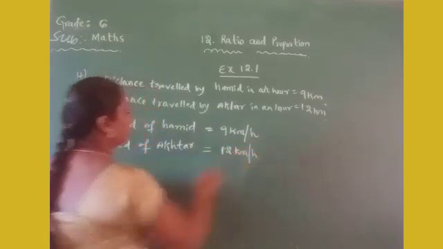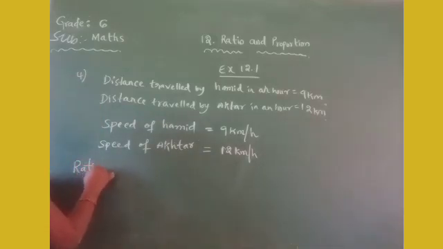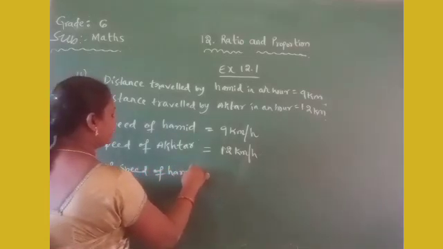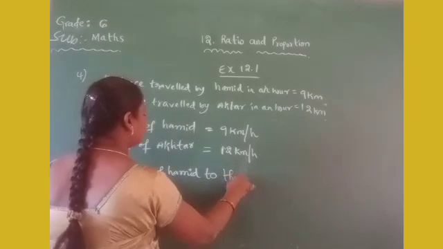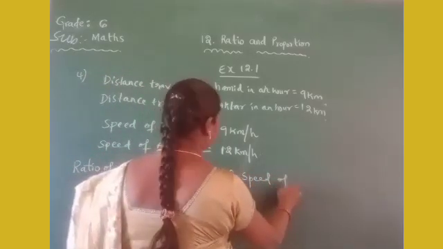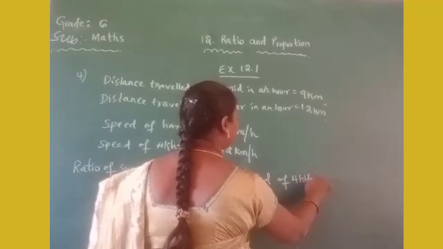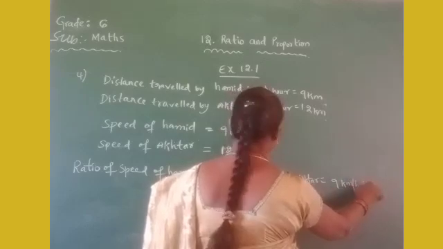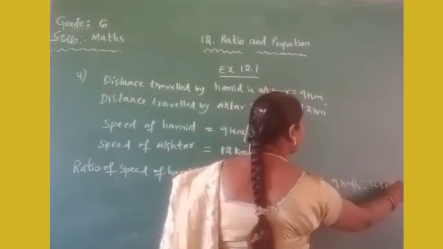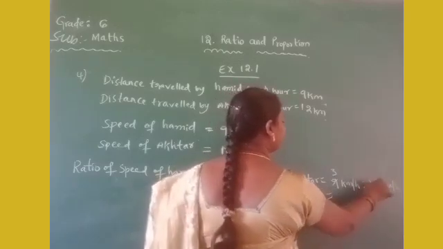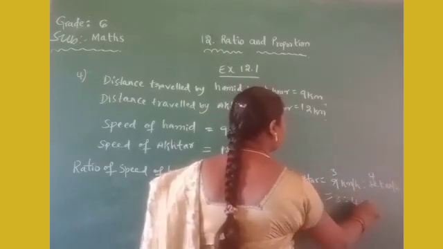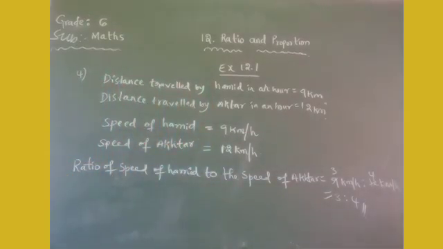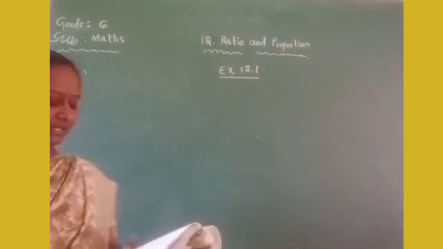What is the ratio? The ratio of the speed of Hamid to the speed of Akhtar. How to write this one? 9 kilometers per hour is to 12 kilometers per hour. Simplify: 3 threes are 9, 3 fours are 12. So what is the ratio? 3:4. Okay.